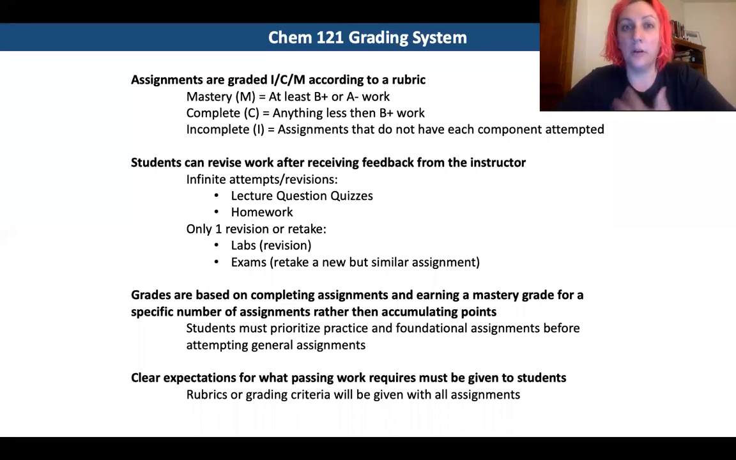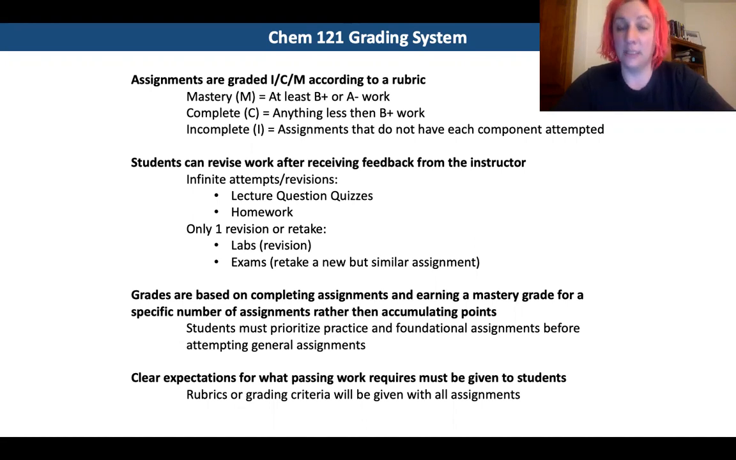So for our grading this quarter, you're not going to get a percentage point for an assignment. Instead, you're just going to be graded as either I, C, or M. There'll be a rubric that explains how to get these grades, and they correspond to I for incomplete. This means assignments have not every component attempted, right? So let's say you do an exam and do 3 out of the 5 questions, but don't do the other 2. This would be incomplete.